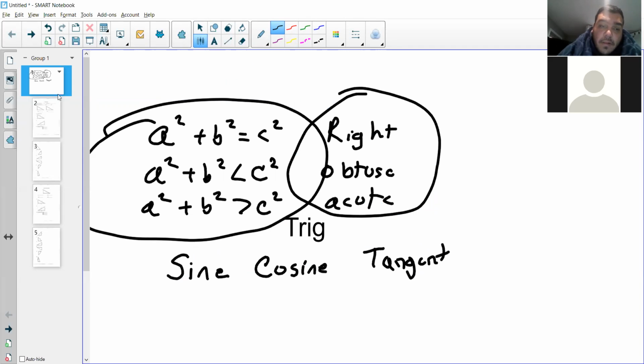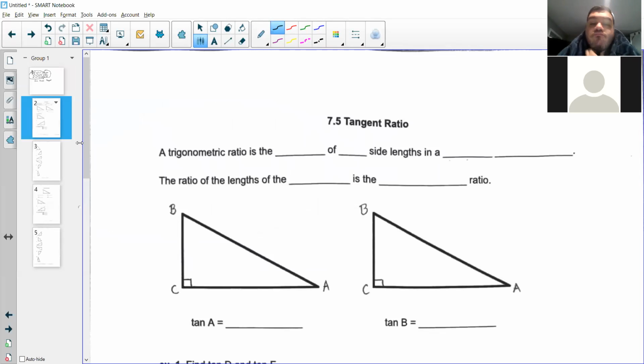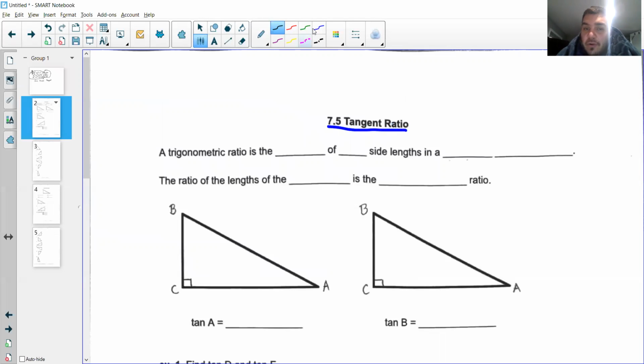All right. So let's go to the actual note sheet. So tangent ratio, that is our goal for today. Now, before I fill this in, let's talk about the right triangle in general. You always have a right triangle, and these questions will always involve right triangles. And this right triangle is A, B, C. C, the capital C, is always the right angle.